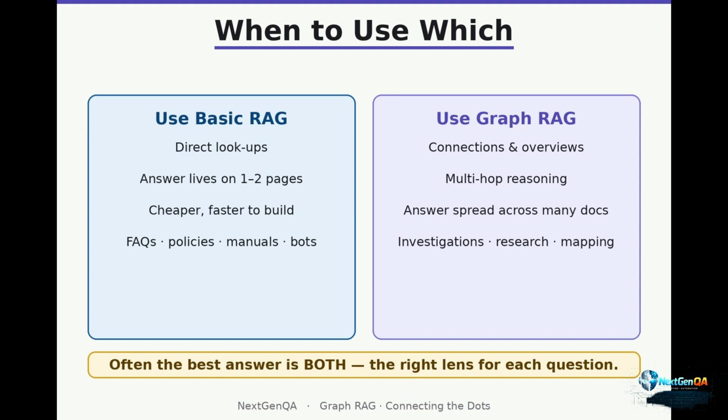And here is a very common real world approach. You do not have to choose only one. Many serious systems use both. Basic RAG for the quick direct questions and GraphRAG for the deep connected ones. Use the right lens for the right question.